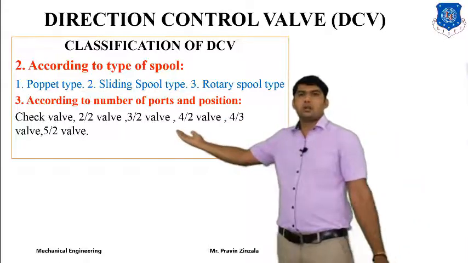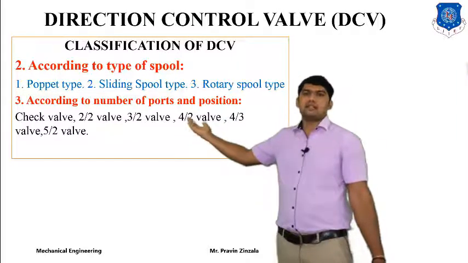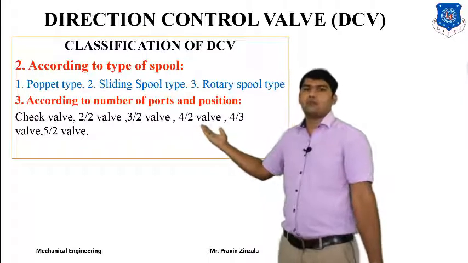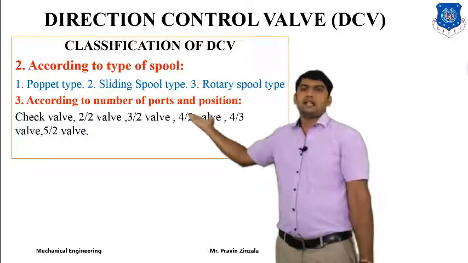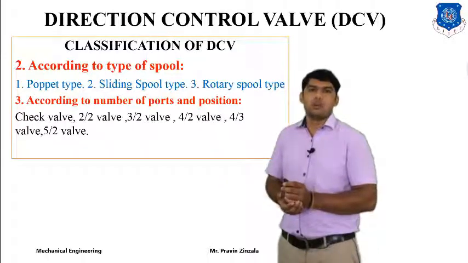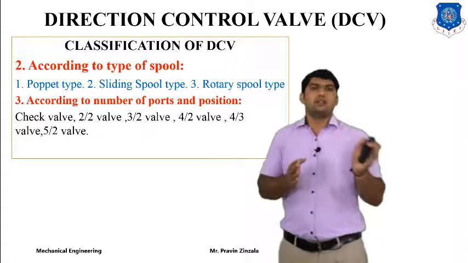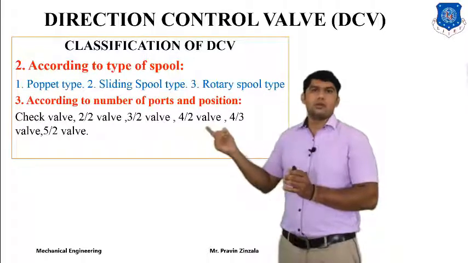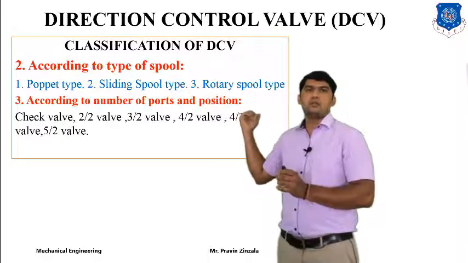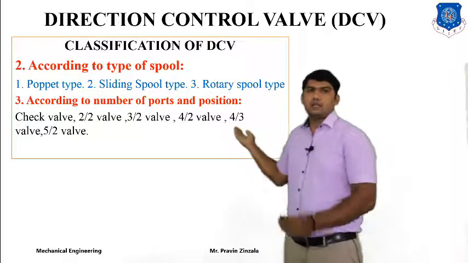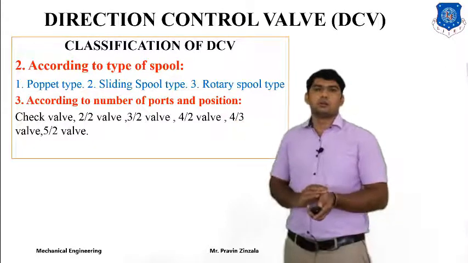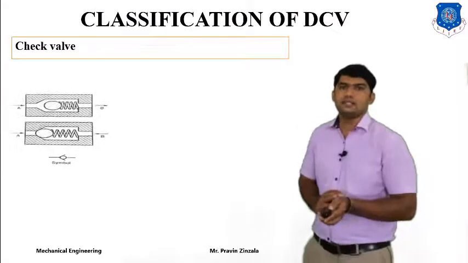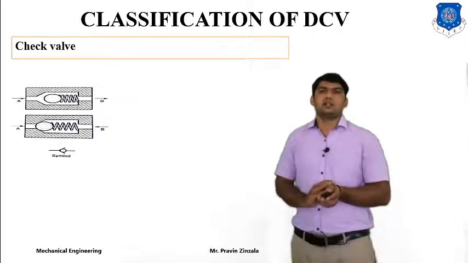So the first example is check valve. Second is 2x2 direction control valve. 2x2 means the first 2 represents the number of ports and the second 2 represents the number of positions. So it's called a 2x2 direction control valve. In the example of a 4x3 direction control valve, 4 represents the number of ports and 3 represents the number of positions.